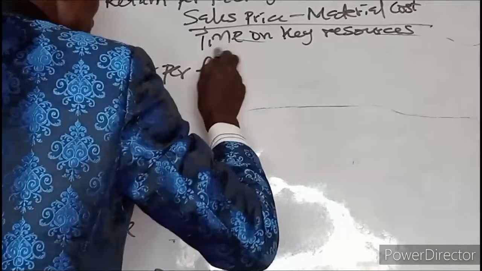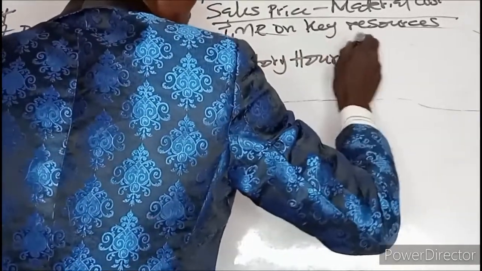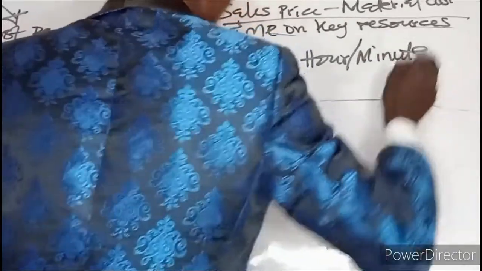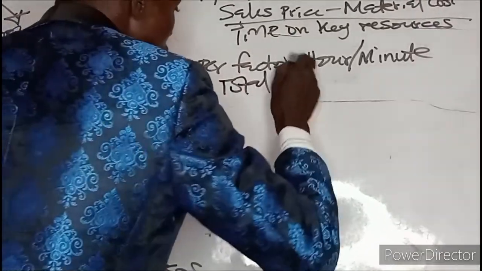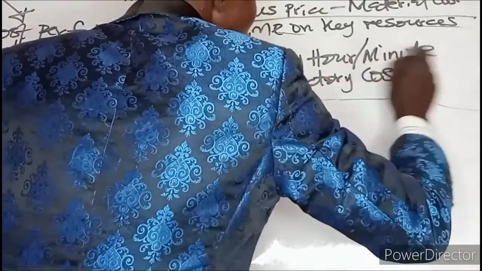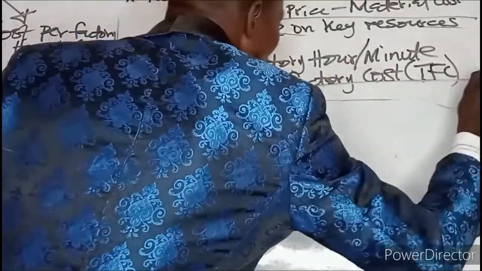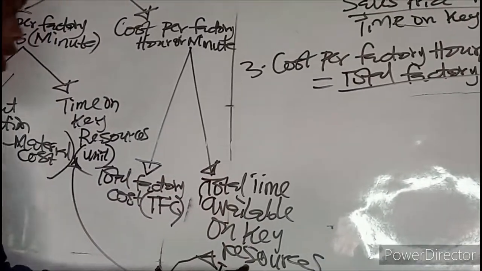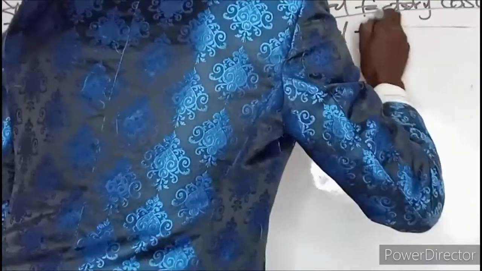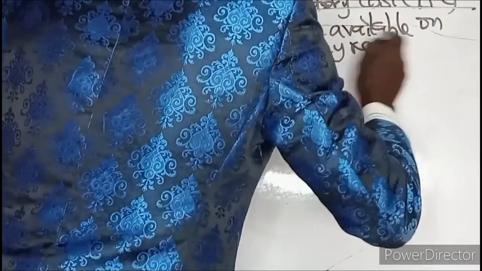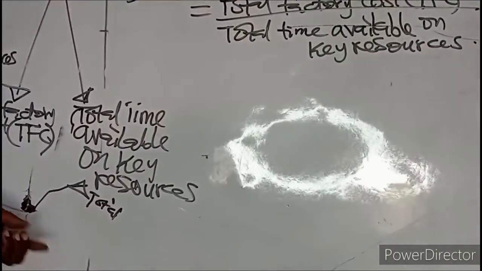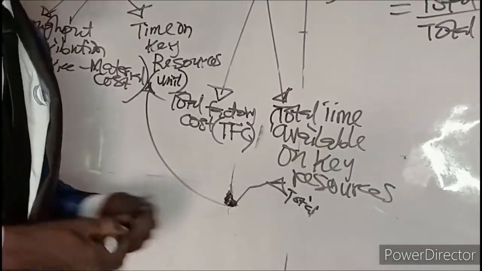Number 3, you equally need cost per factory hour or cost per factory minute. So I said that is equal to total factory cost, TFC, over total time available on key resources. So these are the formulae required in throughput accounting.